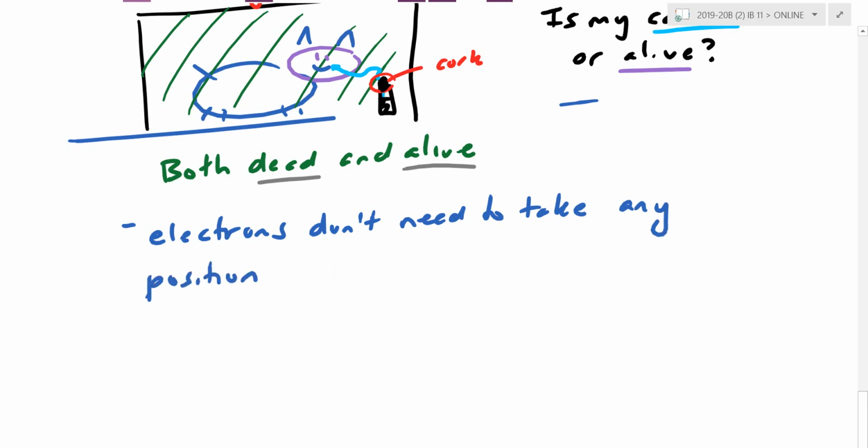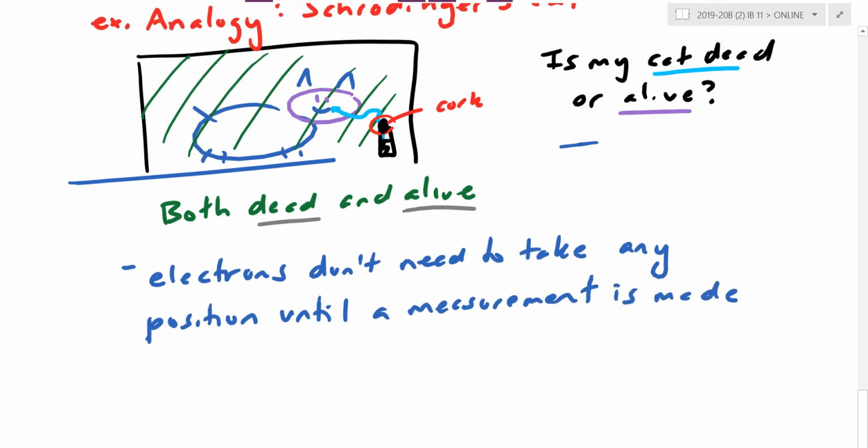Like the cat, it doesn't need to decide whether it's dead or alive until a measurement, until you go looking for it. Unless you go searching and wondering what it's doing. So until you actually go and lift out the box, the electron has to decide, the cat has to decide. In some sense, it's a little bit strange because when we go to make a measurement, we're sort of taking the cat away from the analogy that it is right now.